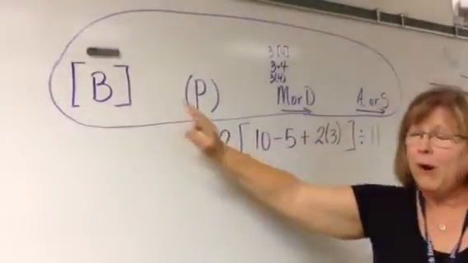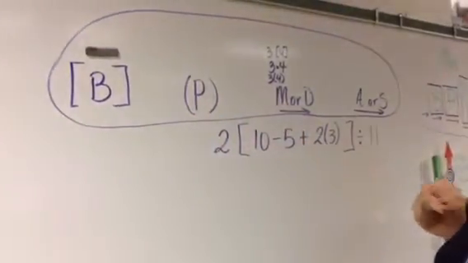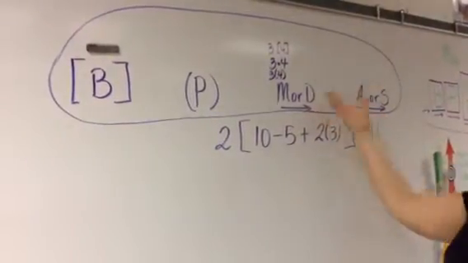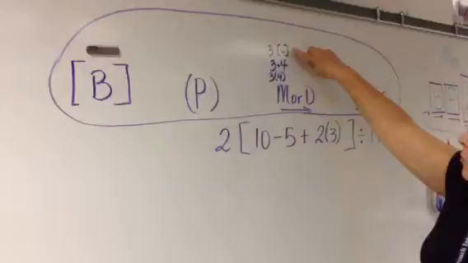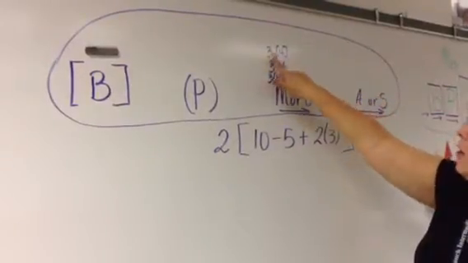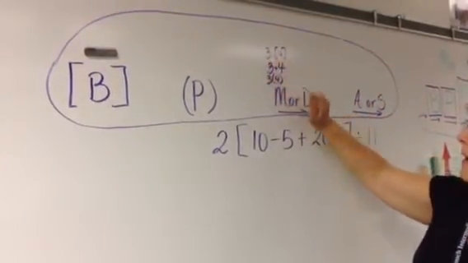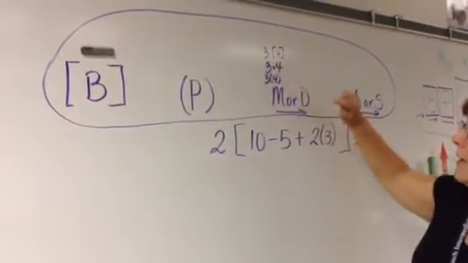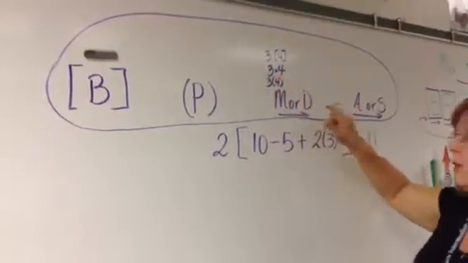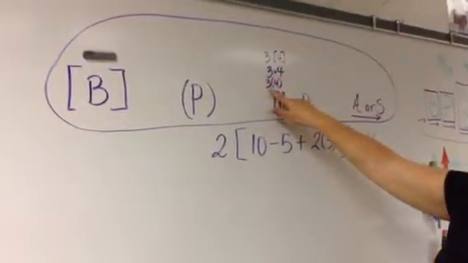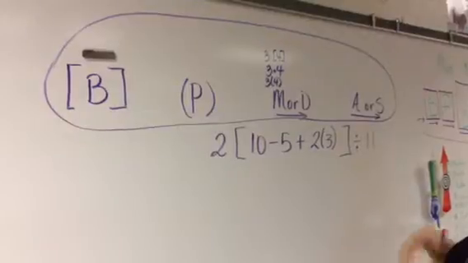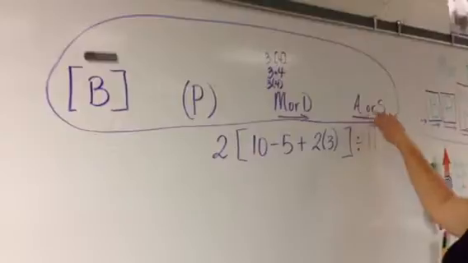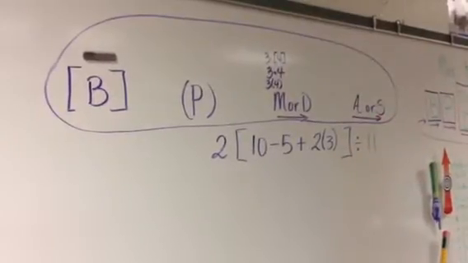The B stands for bracket, the P stands for parenthesis, the M or D is multiply or divide, but it does not matter which comes first. And there's different ways to write multiply. A lot of times you see a number beside a bracket. That means 3 times 4, or a floating dot in the middle, which also means 3 times 4. You also have a number beside a parenthesis with a number inside the parenthesis. That also means multiply. And then the A or S stands for add or subtract.